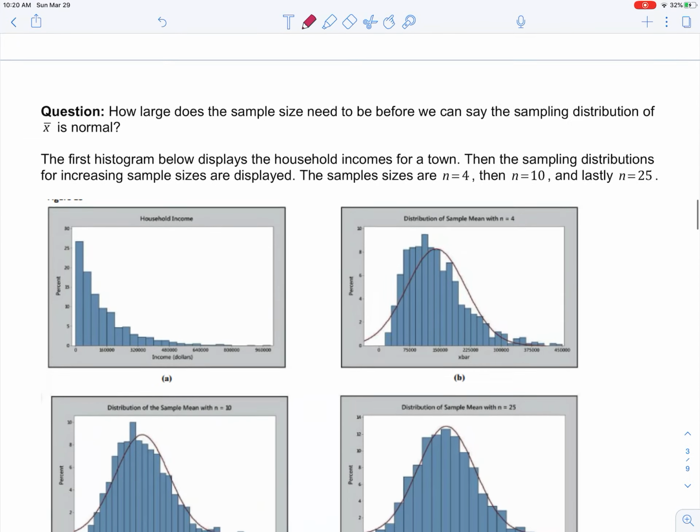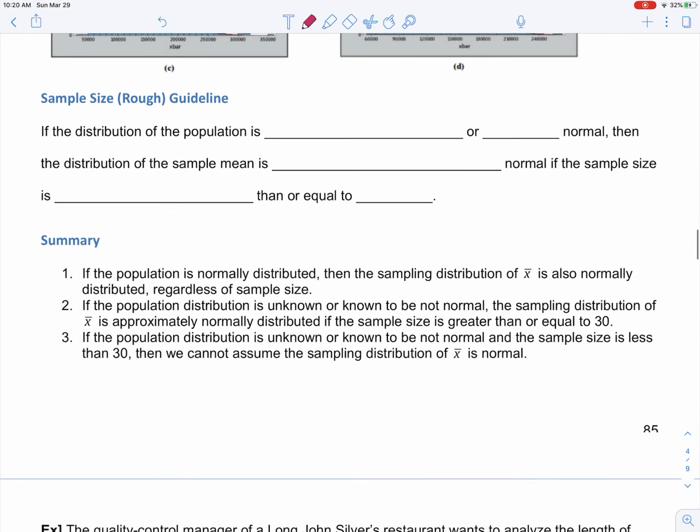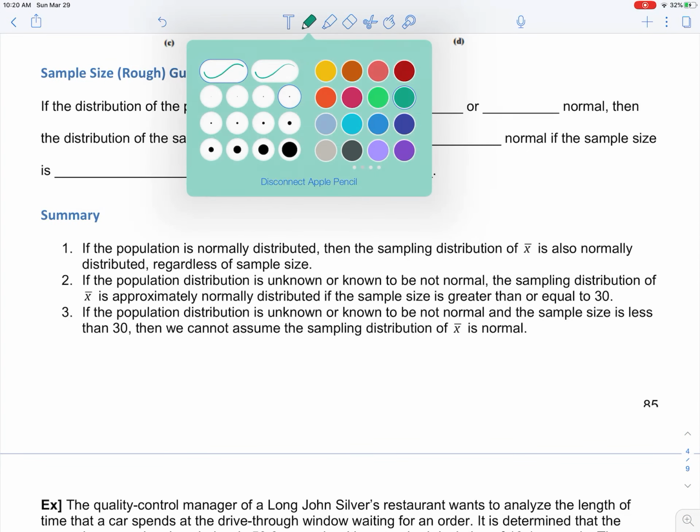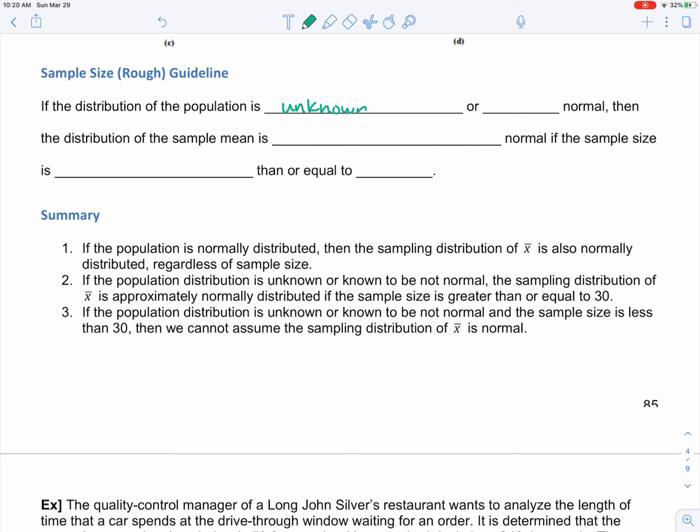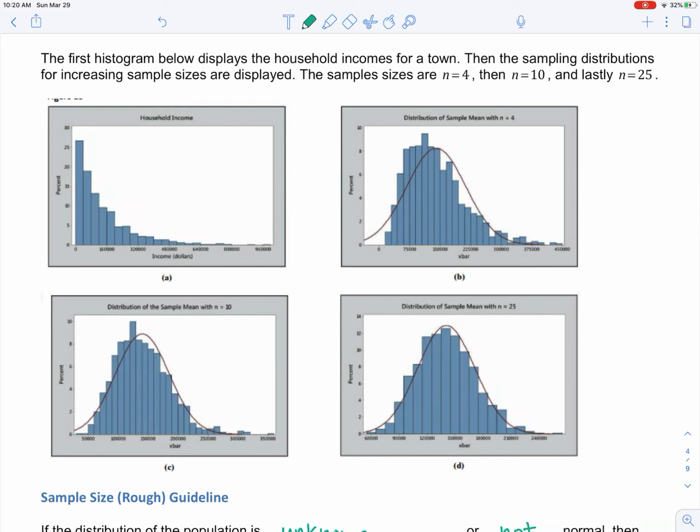Saying the sample size needs to be large is kind of vague, and we do have a guideline for that. We say that if the distribution of the population is unknown or not normal, then the distribution of the sample mean is approximately normal if the sample size is greater than or equal to 30. So I put a few pictures up here to illustrate this. This first picture is giving us a population that is a skewed right population. It's household income. This is definitely not a normally distributed population.